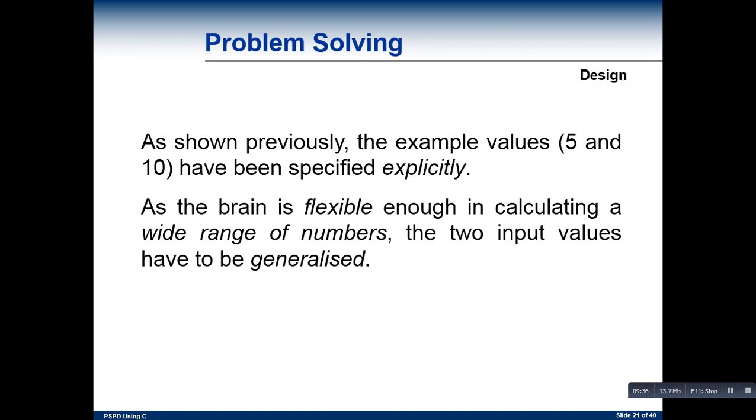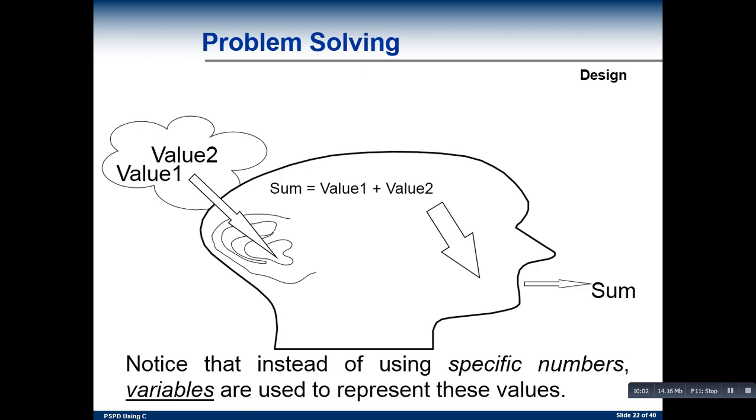explicitly. As the brain is flexible enough in calculating a wide range of numbers, the two input values have to be generalized. Now you can see value 1 and value 2. Now you will sum them and give the answer. Now notice that instead of using specific numbers, variables are used to represent the values.